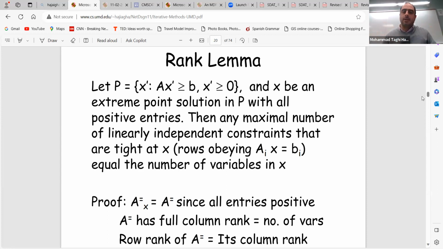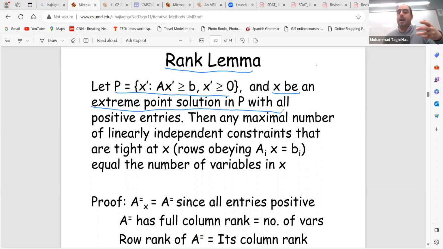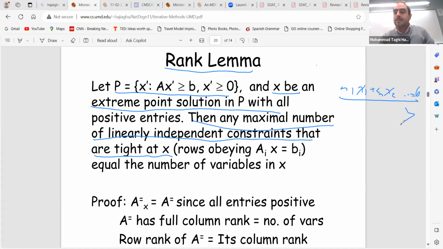The main thing we talk about is this lemma and its proof, which we use again and again. This is the rank lemma. It says that if P is a polytope, with variables x greater than or equal to 0, and x is an extreme point solution in P, which is again a basic feasible solution, then any maximal number of linearly independent constraints that are tight at x. What's the meaning of that? You are writing constraints like a_i times x greater than or equal to b. Essentially, a1 x1 plus a2 x2 equals, say, b for some variable. This is called a tight constraint, versus when it is strictly greater, which is not a tight constraint.